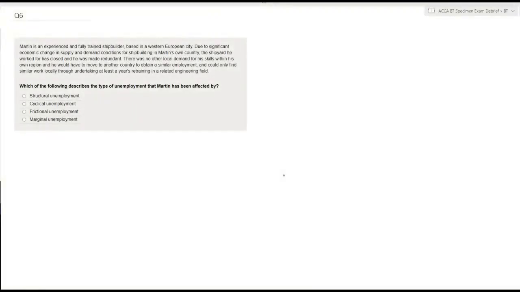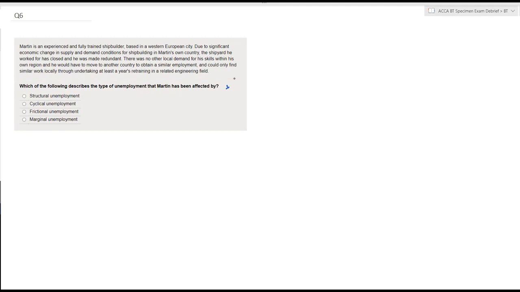This is question 6, and straight away I can see from the options there, this is about unemployment. There's a small scenario, but to help me get the most out of reading that scenario, I'm actually going to start with the requirement. So which of the following describes the type of unemployment that Martin has been affected by? Structural, cyclical, frictional, or marginal?